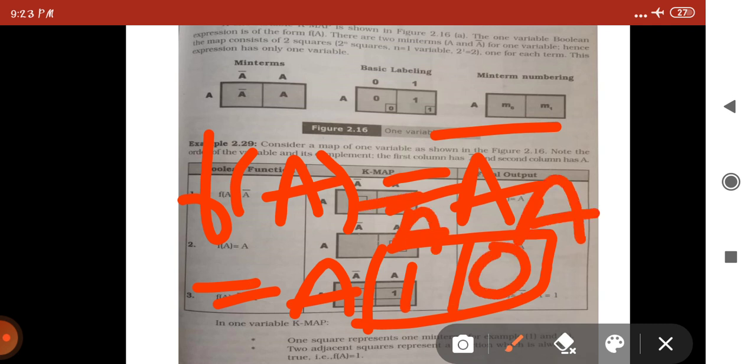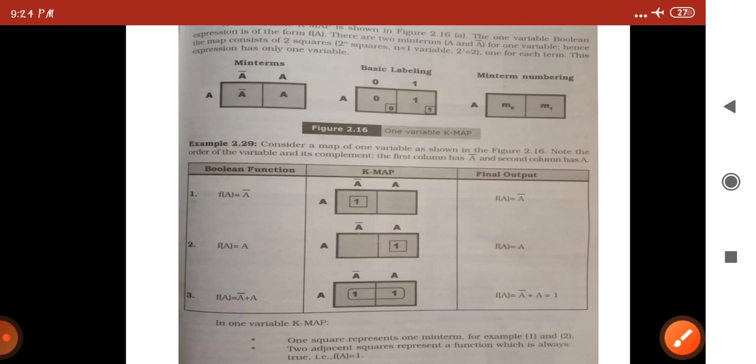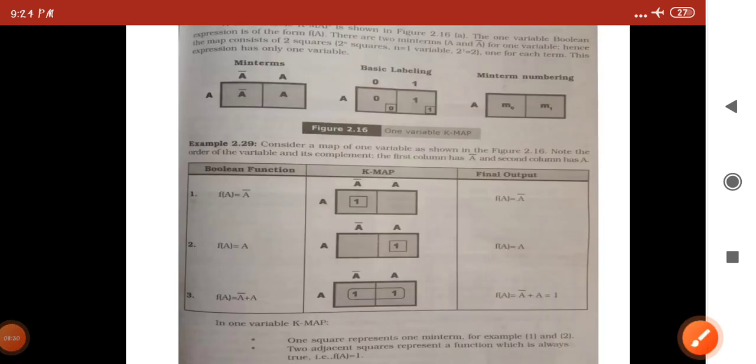A equals 0. Yes, the final answer will be f of a equals a bar. In minterms, they can use SOP and POS. If you have seen the videos, you can get to know that. A bar equals 1 will come for the minterms, so SOP will come for that. The output is f of a equals a bar. Let us see what f of a equals.